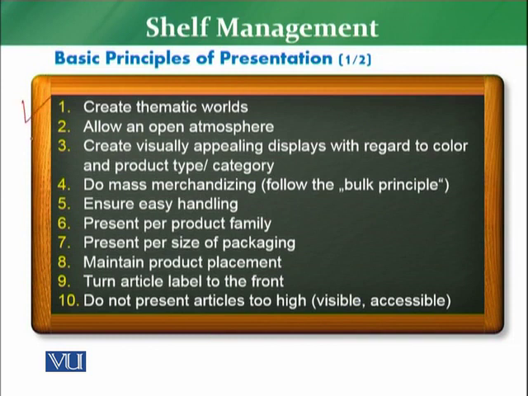The second basic principle is to allow an open atmosphere. Especially for fresh food products, you have to allow an open atmosphere. You have seen the meat segment, the bakery segment, the fish segment, and the fruits and vegetable segment. They are all fresh food areas. So you need to create some open atmosphere so that the customer can get a good feel of the presentation. The third principle is to create visually appealing displays with regard to color, product type and category. The displays should be visually appealing for the customers.